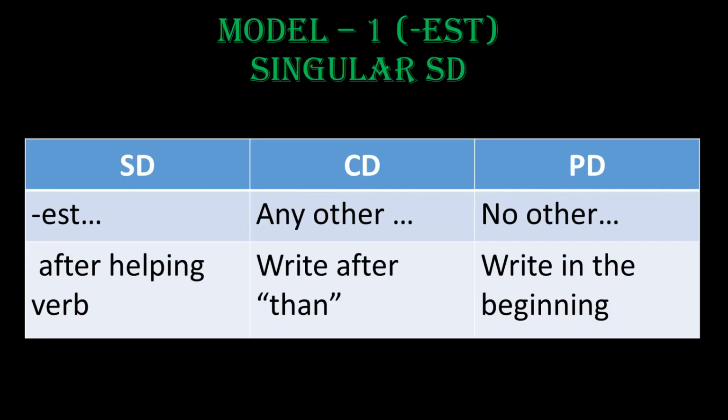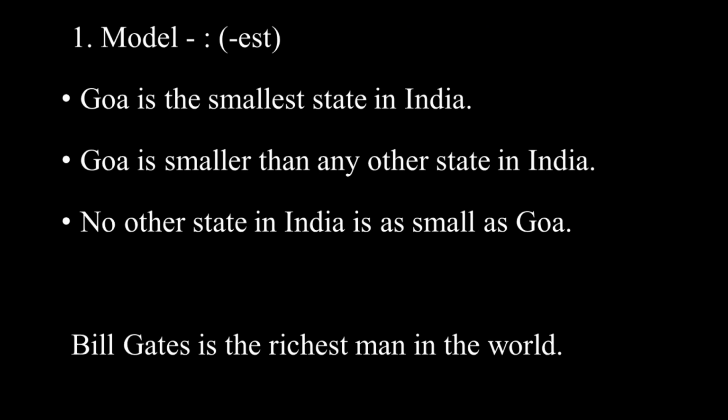Superlative degree in EST right after verb. Comparative degree, we have to use any other which should be written after than, and positive degree should start with the other which should be written in the beginning. Now look at these examples. Goa is the smallest state in India. The smallest, and it is the only one of its kind.